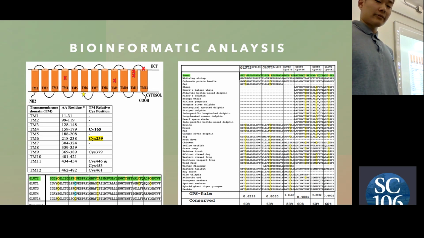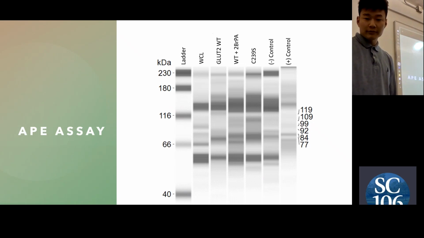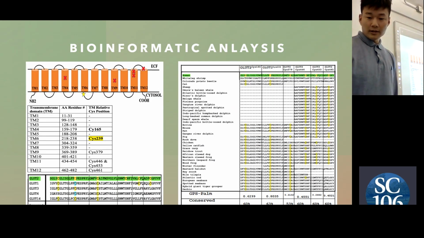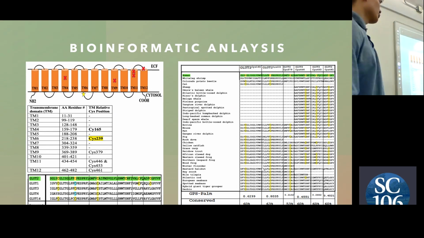So in our bioinformatic analysis, we used a program called GPS Palm, which conveniently tells us which cysteine residue will be most likely palmitoylated. And cysteine 239 showed the highest score, with 0.835, as shown here.